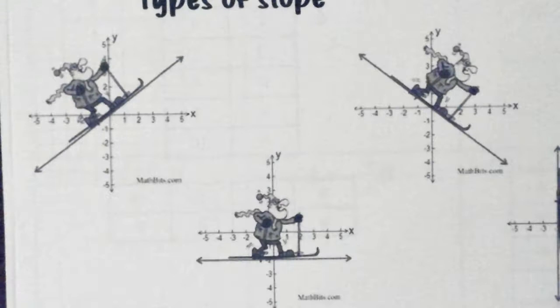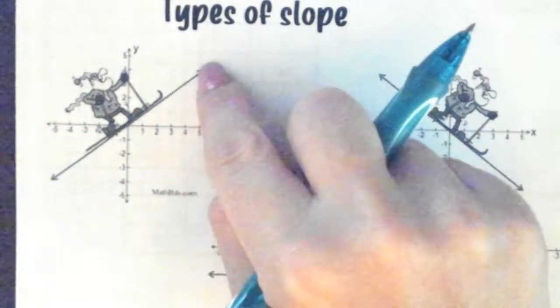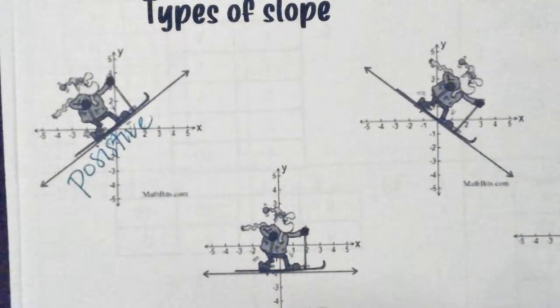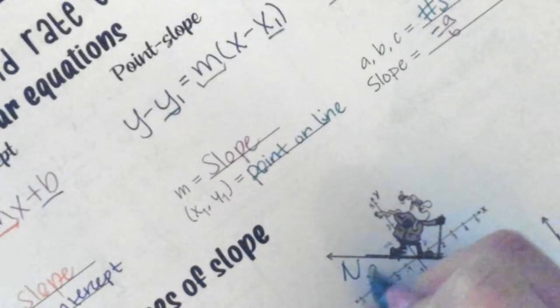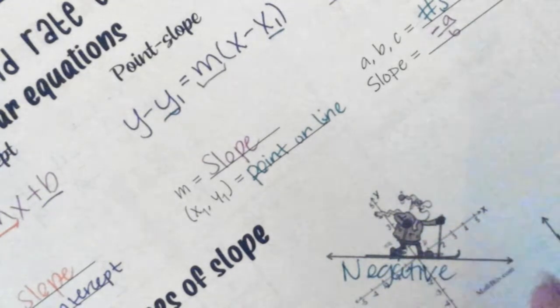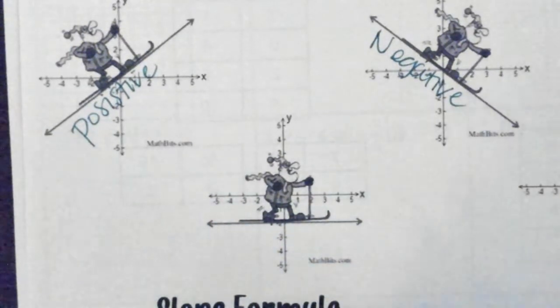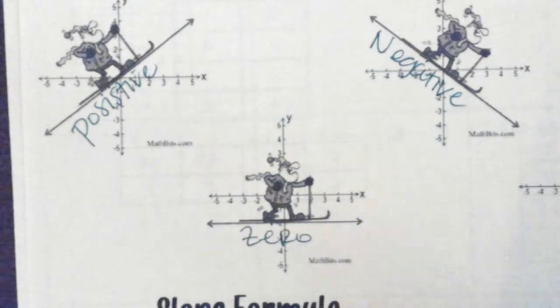Alright, types of slope. We had our little skiing man, and when he is going up, like that, we have a positive slope. And when he was going down like this, down the hill, skiing downhill, negative slope. And when he is going just straight forward, he's flat, that is a 0 slope. And he's completely falling down vertically, that slope is undefined.